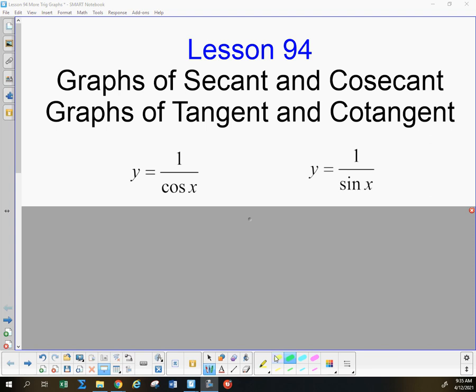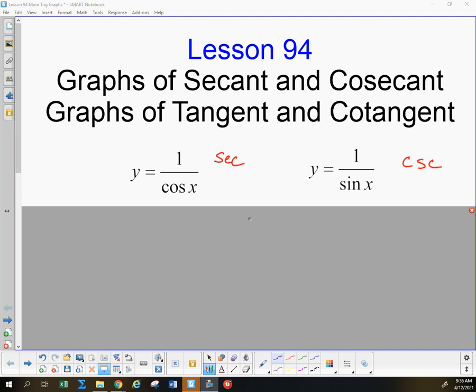All right, so in order to graph our other trig functions, we are going to use what we know about reciprocal graphs. We know that secant is 1 over the cosine. We know secant and cosine are reciprocal graphs. We also know that cosecant is 1 over the sine. So sine and cosecant are reciprocal functions, reciprocal graphs. We are going to go back to what we did with reciprocal graphs last semester.